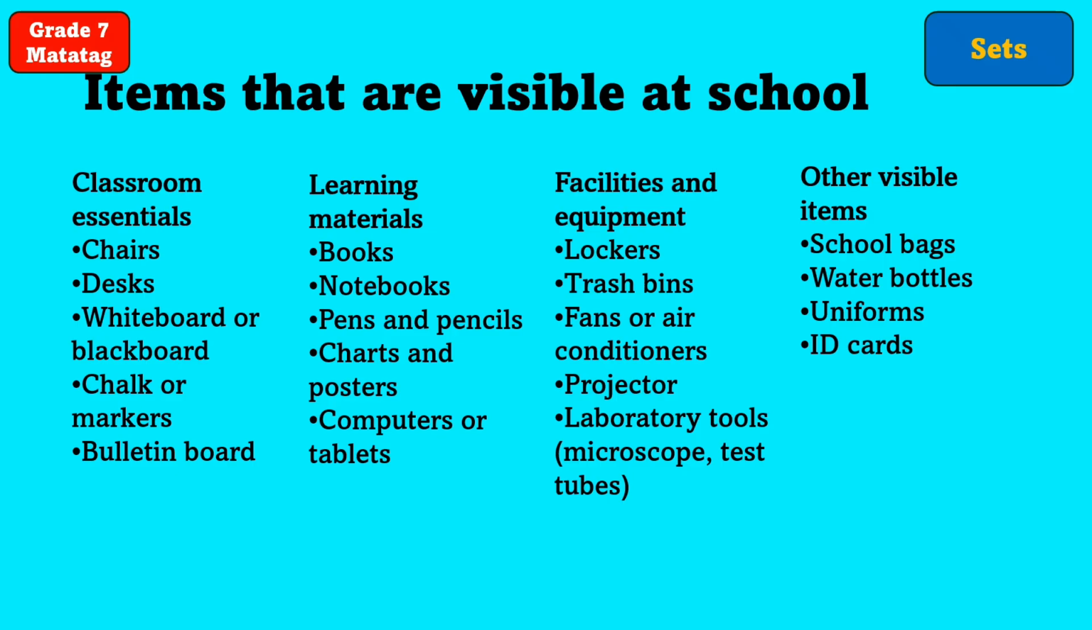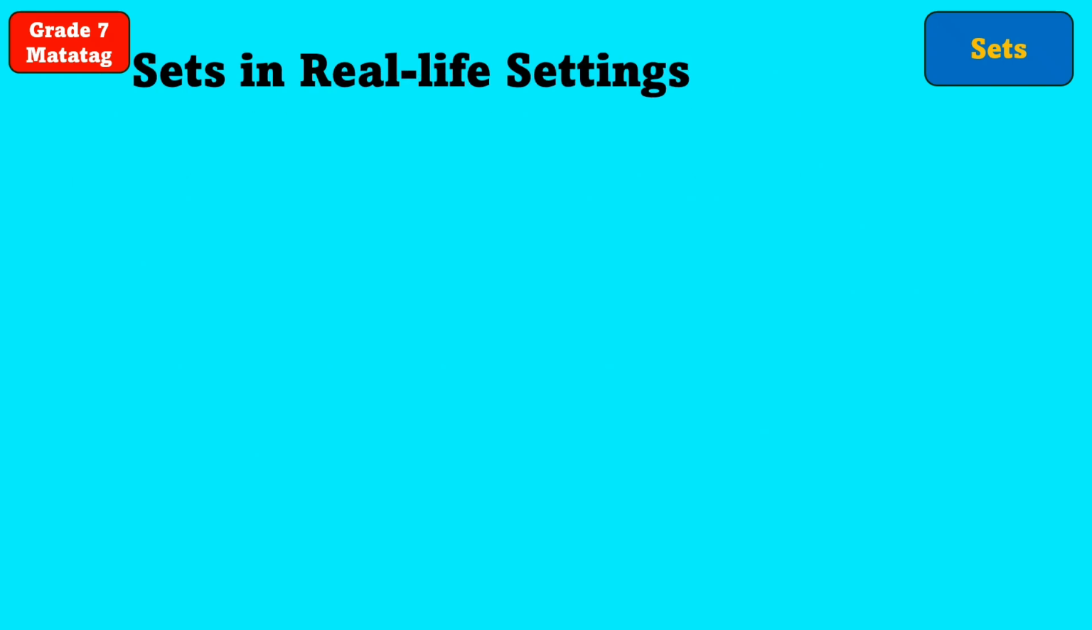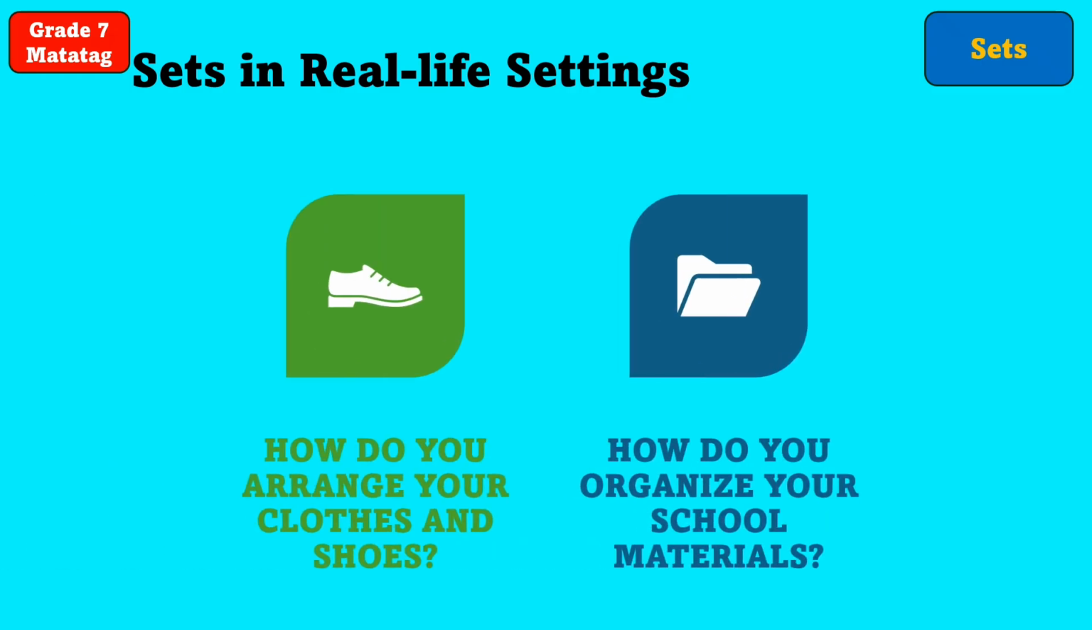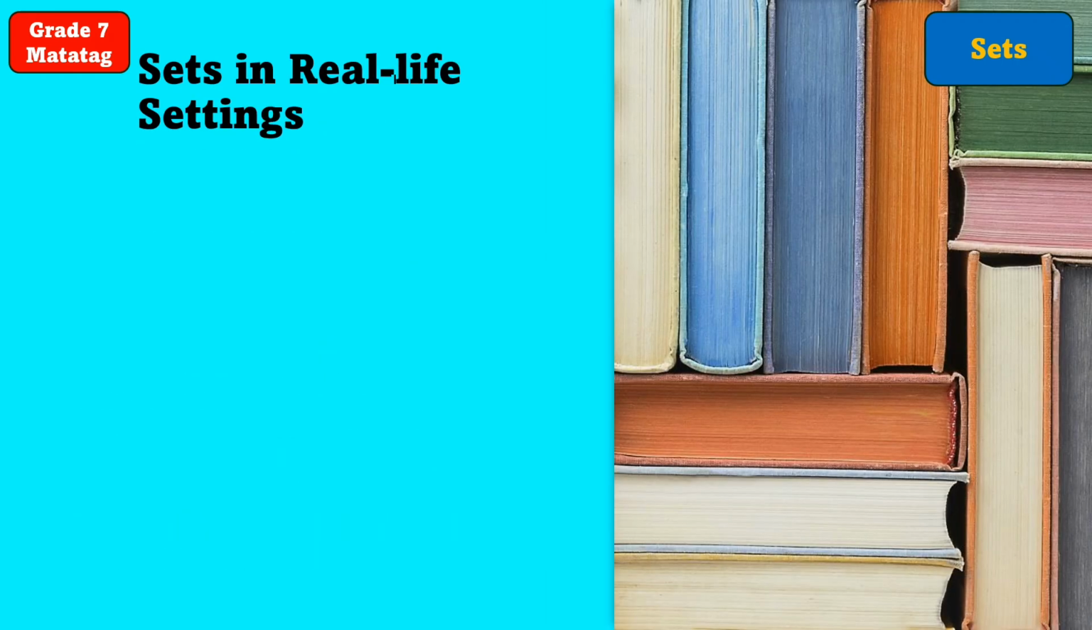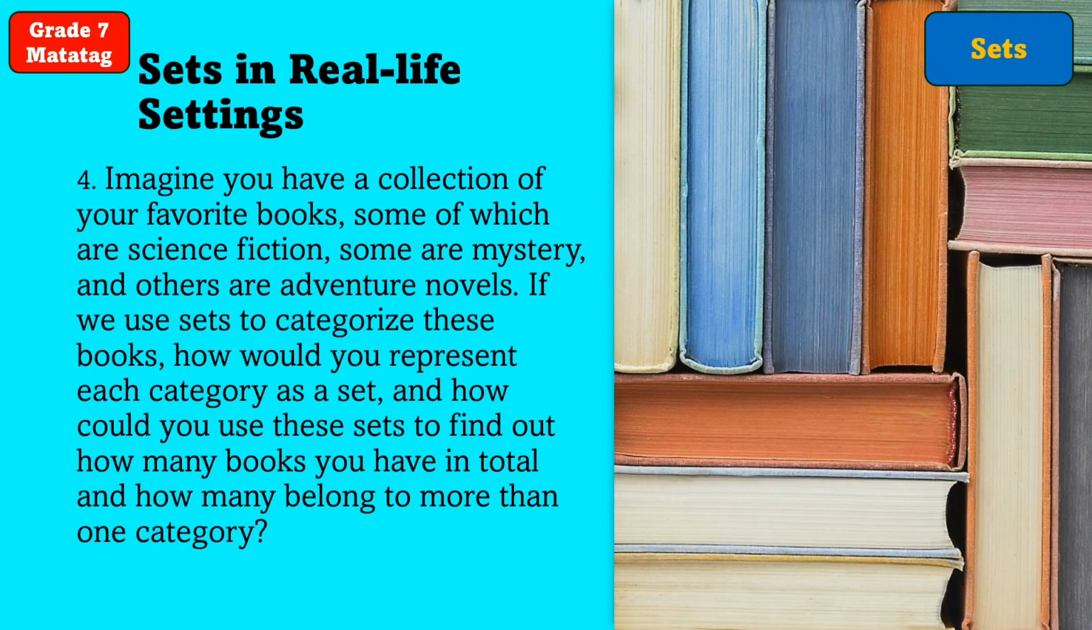Okay, so these are examples of sets in real life. The groupings, how they are grouped, it's just like sets. Okay, so sets in real life settings. Sets help us organize these things. For example, arranging clothes, organizing school materials, or managing club memberships. We can use them to track categories like science fiction books or art club members.